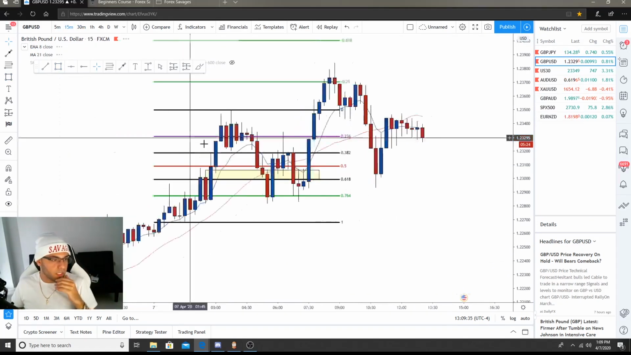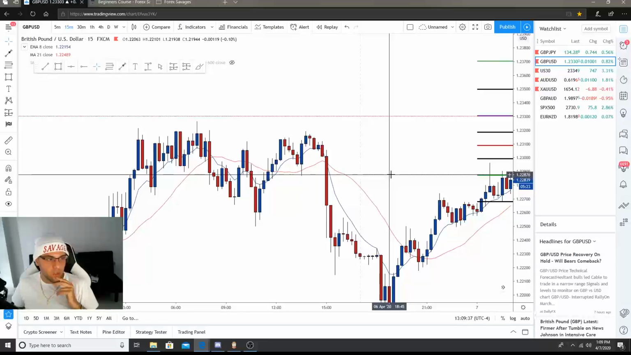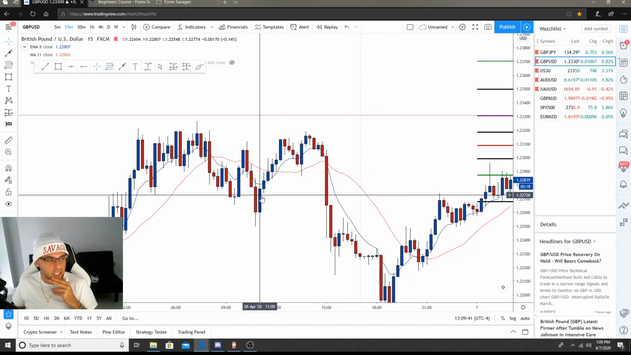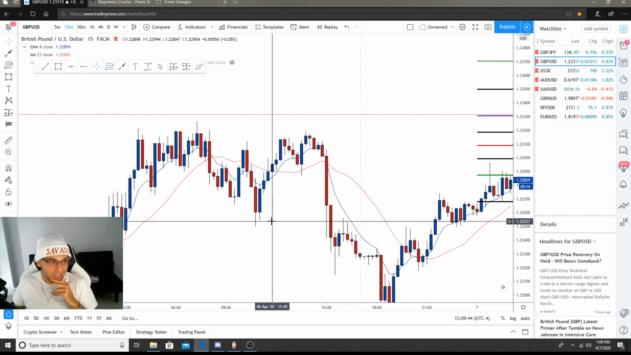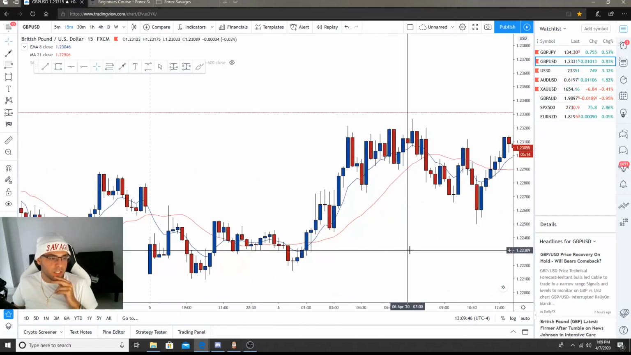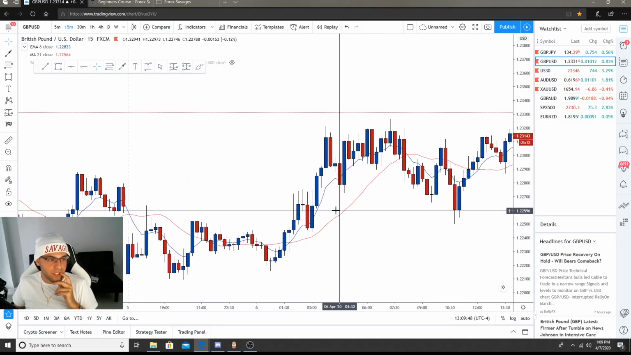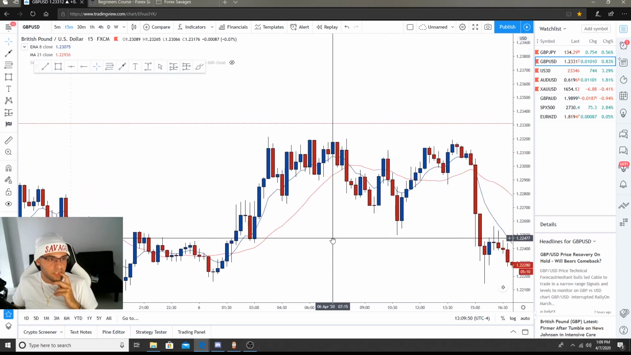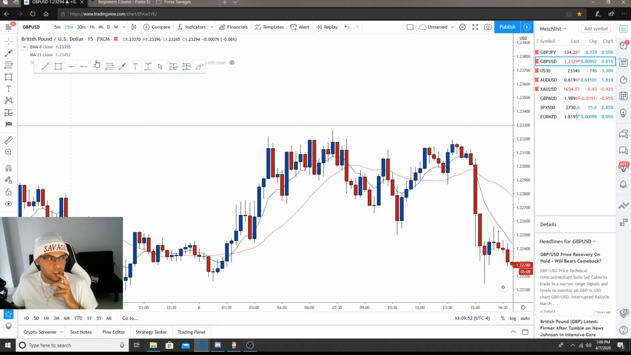Let's look for more examples. You will see a Fibonacci setup almost every single day. Literally almost every single day. So let's go over here. What do we have here? We have this right here, which became a range.